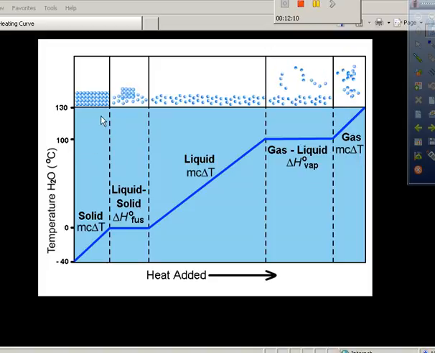Let's take a look at what's going on at the molecular level. Here, you have pure solid, so all of the molecules are locked into position. Here you have a mixture of solid and liquid. Here you have pure liquid. Here you've got a mixture of liquid and gas, and now you are completely in the gas phase.